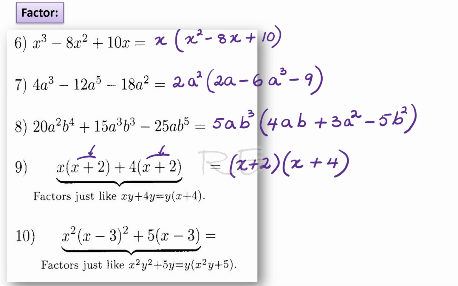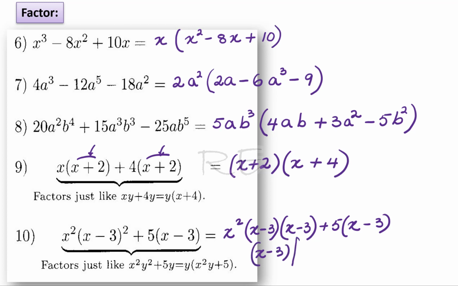Let's rewrite number 10. X minus 3 squared means x minus 3 times x minus 3 plus 5 times x minus 3. Now we can clearly see that the greatest common factor is x minus 3, brackets, and we are left with x squared times x minus 3 plus 5.